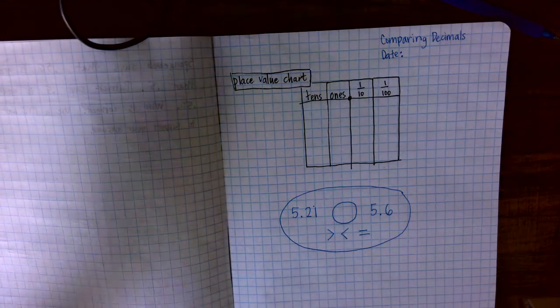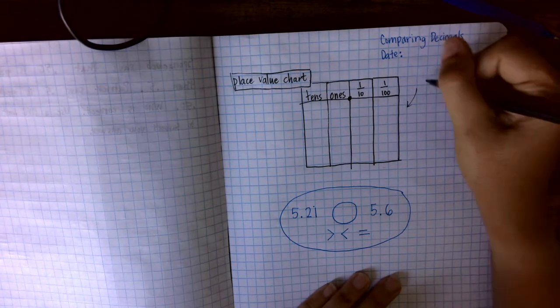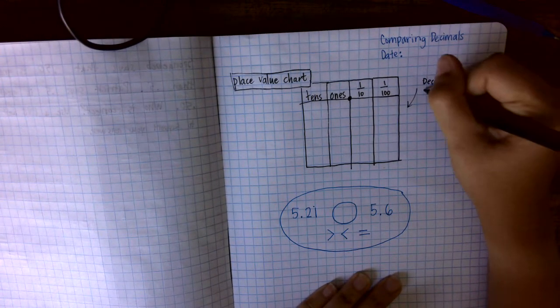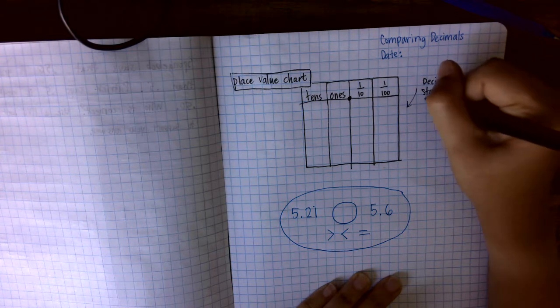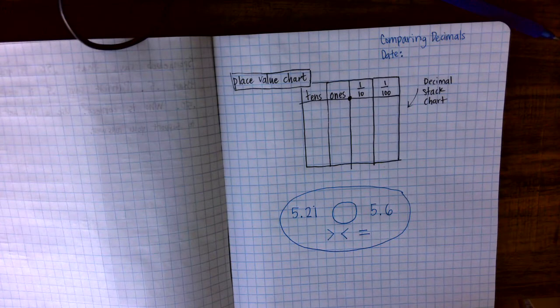So I'm also going to just write this here so that you can know that this is called a decimal stack chart. And we call it a stack because it's stacked one on top of another.